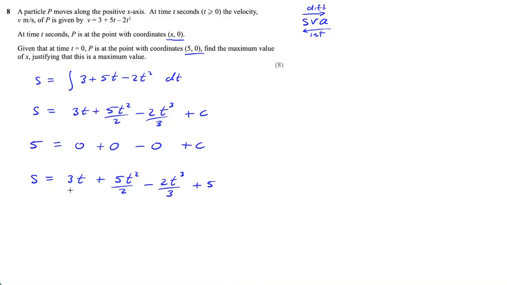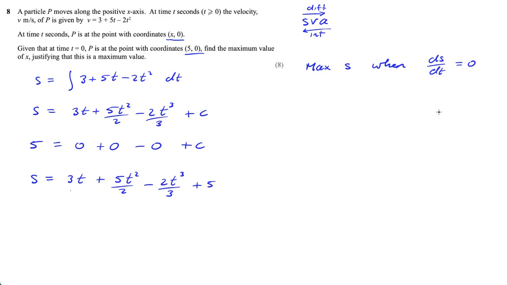Now he wants to find the maximum value of S. Let me have a think, guys. This is S. How do we find the maximum value of this? Well, the maximum occurs when ds/dt is equal to 0. So let's write over here: max S when ds/dt equals 0.